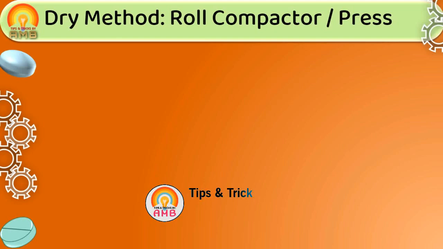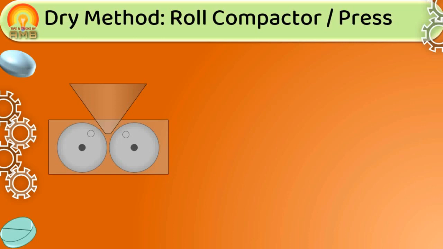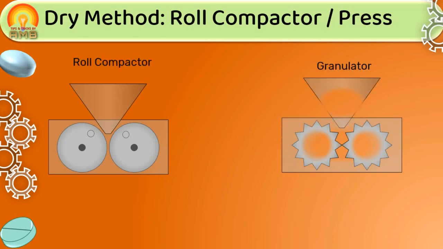If powder mixture is non-compressible and medicament is moisture sensitive, then dry granulation method is preferred. Now we will discuss one of the dry methods, that is using a roll compactor or roll press. Here we use two machines, roll compactor and granulator. Dry powder mixture is allowed to pass through a roll press.